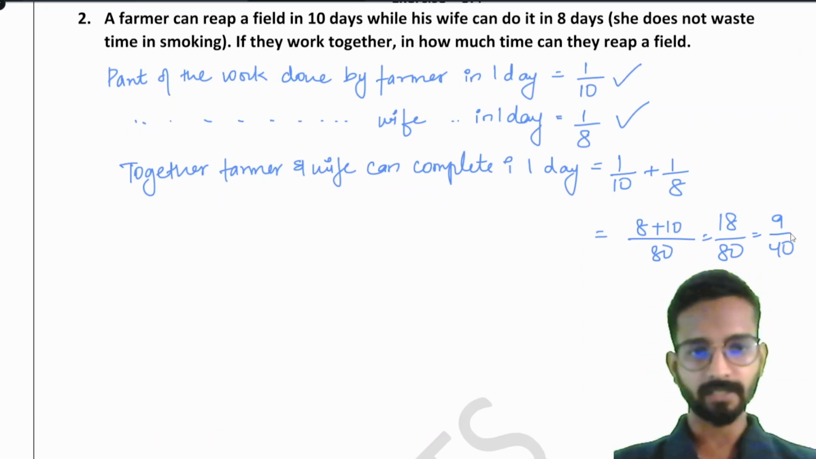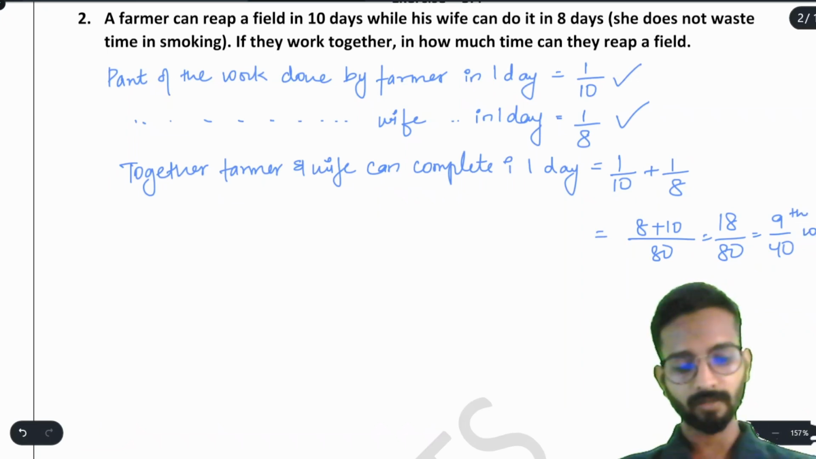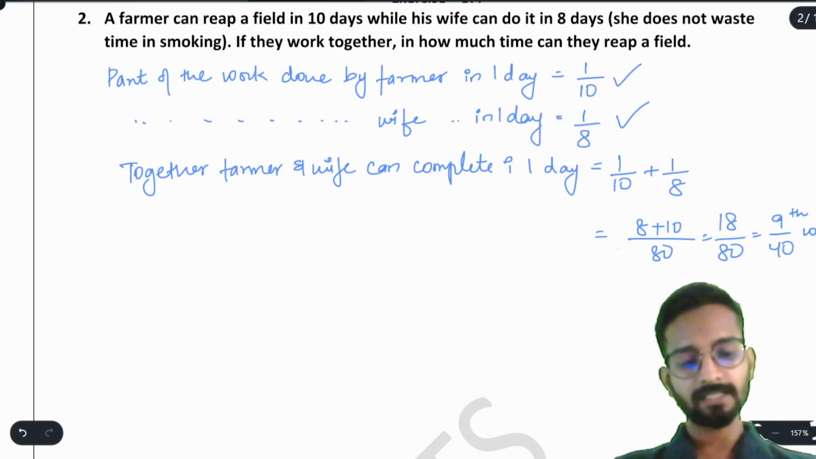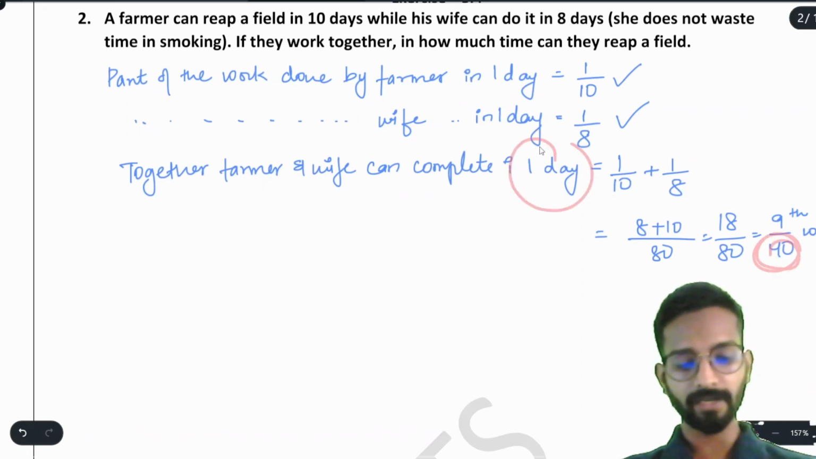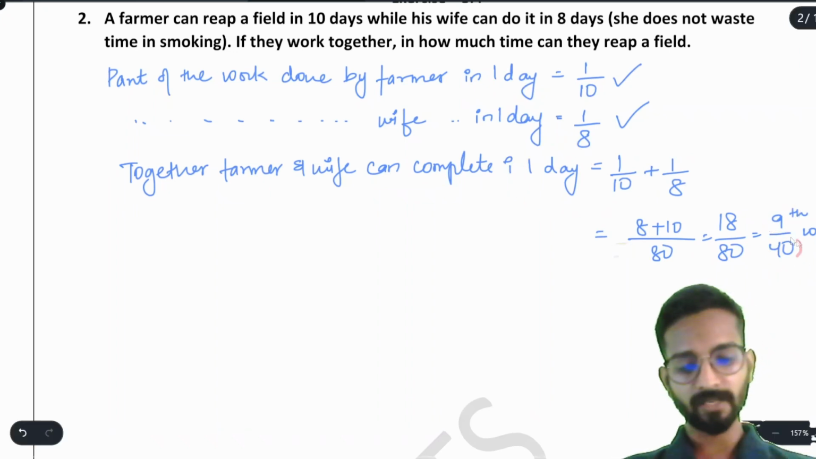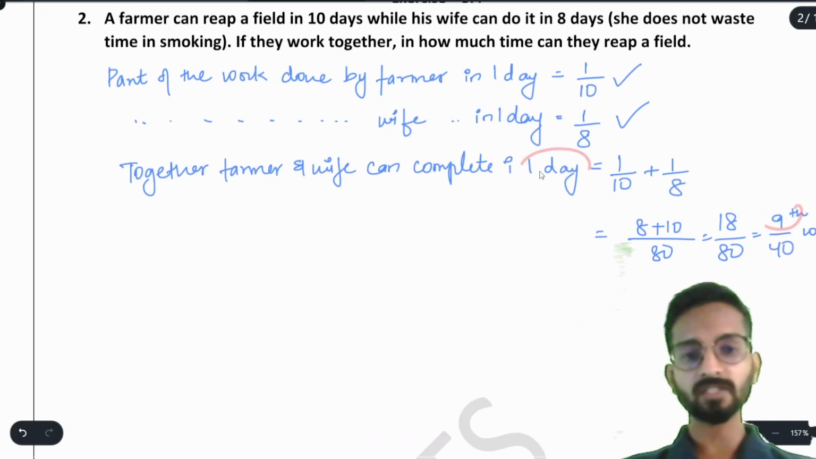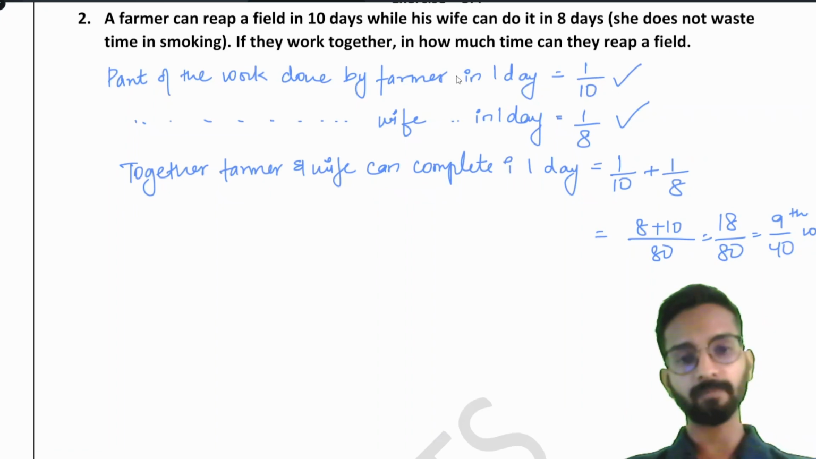It means what? Understand what this means. It means that in the time of one day, farmer and his wife can complete 9 by 40th part of the work. Or to understand, you can say, suppose there are totally 40 things they had to do. In one day, they can complete 9 things. Understand this. How many things they had to complete? 40. They can complete 9 things in one day. This is what this fraction means. What is our question asking? Our question is asking, if they work together, in how much time can they reap the field?